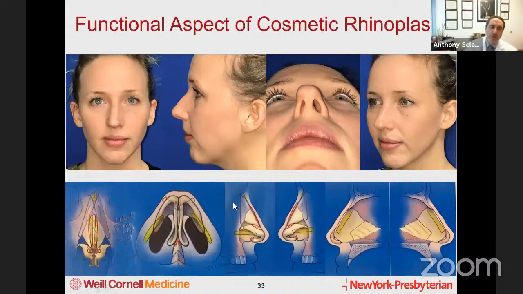Okay, here's a woman who came in, didn't like her nose, getting married, wanted to have something done to it. She's crooked, she's bulbous, her tip is overprojected, she's got a dorsal hump, she's got a deep radix, and she's got a clear external nasal valve collapse when she breathes in. This nostril just collapses right in. She also had an internal nasal valve collapse as well. So this started to become increasingly more complex.